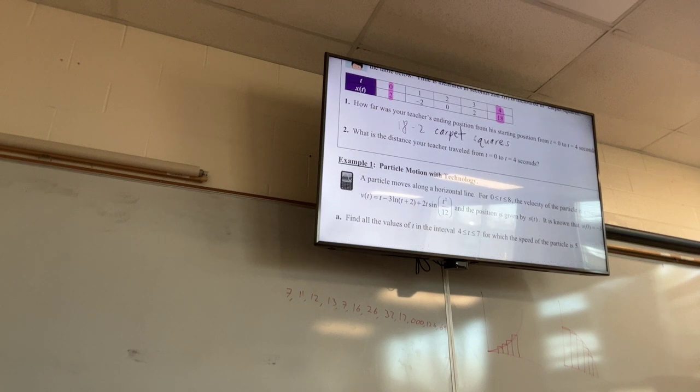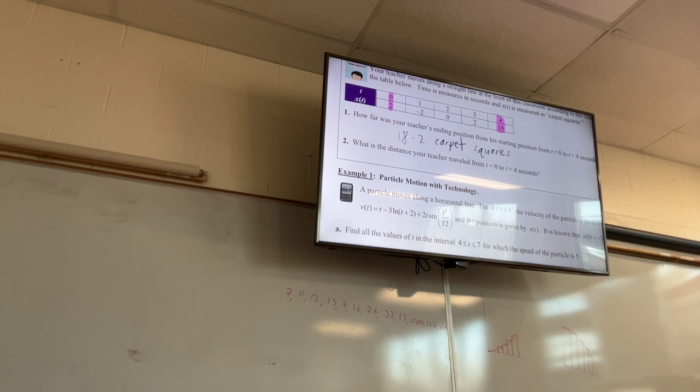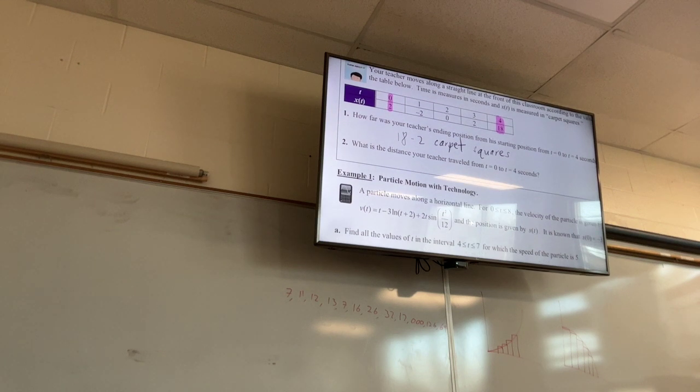Alright, distance the teacher traveled. What's the distance the teacher traveled? That's a good one. 16? No. 4, 2, 6, 8. So my guy went from 2 to -2. He went left 4, then right 2, right another 2, and then right 16. So he traveled 4, then 2, then another 2, then another 16. The answer key says 26.